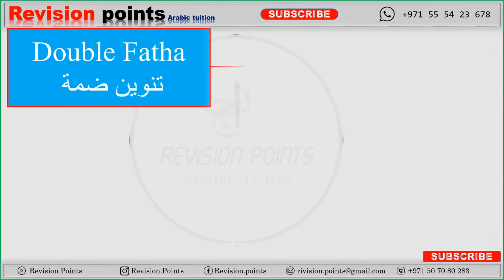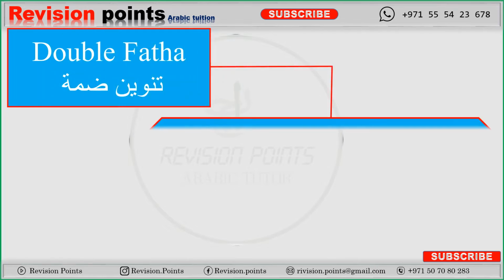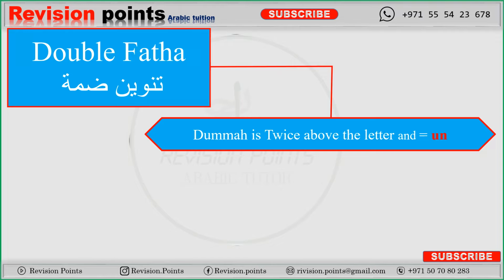Double Dhamma. Double Dhamma is also two Dhammas together over one letter. So the first Dhamma is equal to U and the second Dhamma is equal to N. So double Dhamma is equal to UN.